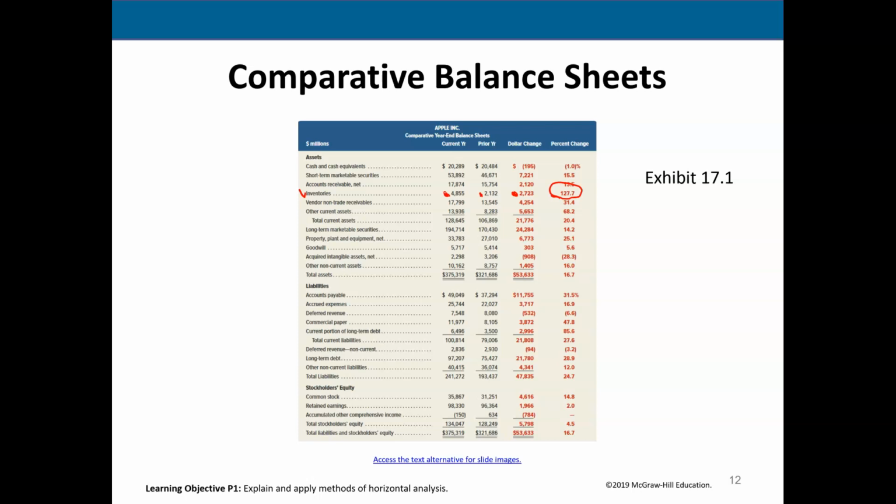So you see here that if I just tell you the dollar change is 2,723, it really doesn't mean a whole lot. But once you put a percentage to it, so it increased 127.7%, then you can relate to it a little bit more. So a lot of these analyses that we are going to do in this chapter are percentages, because it's just so easy to explain a percentage rather than just saying the number.